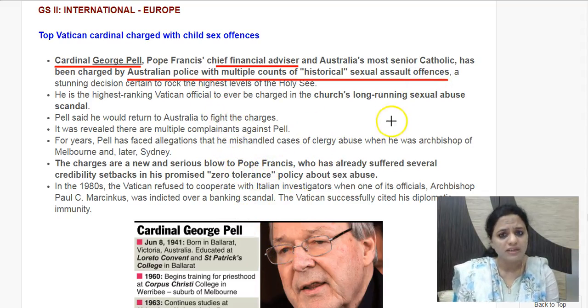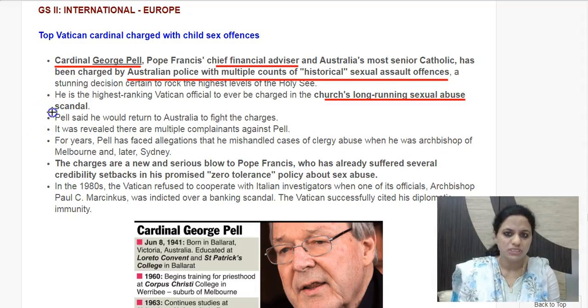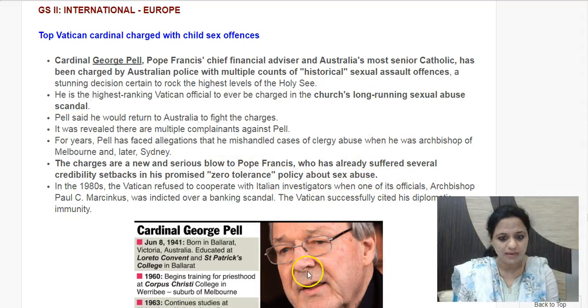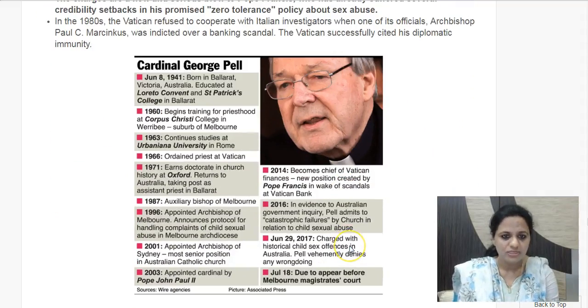So this is a long-running child sex abuse scandal which has rocked the church, and now an arrest is imminent. So that's what it is all about. The thing is, this is called pedophilia. Pedophiles are people who abuse children sexually. So this is the abuse which he was also investigating, and now he himself is implicated in the matter. He has vehemently denied any involvement. So this is George Pell.